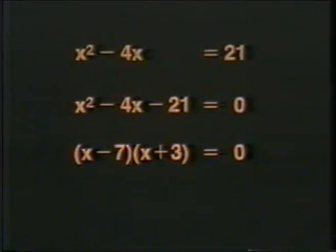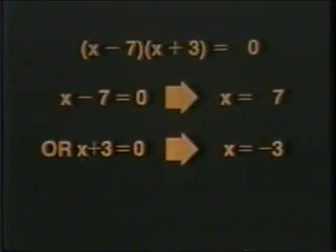That 0 is useful because as soon as we factor, we know that at least one of the expressions in parentheses must equal 0 because we get a 0 when we multiply them together. Either x minus 7 must equal 0, or x plus 3 must equal 0, or both. If we test, we'll find that in this case, both answers are correct.